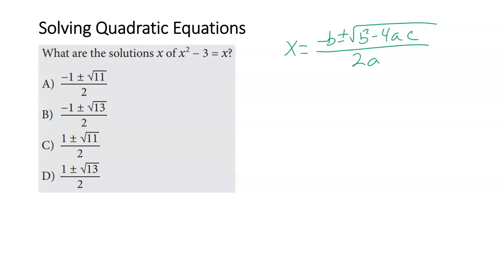So, in order to use the quadratic formula, our equation has to be in the form of ax squared plus bx plus c equals 0. So what am I going to do to my equation so that it looks like that?